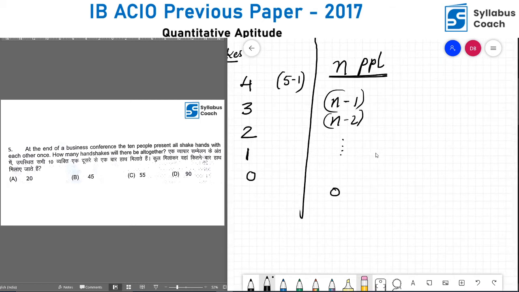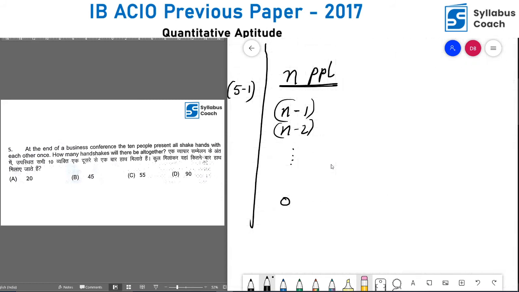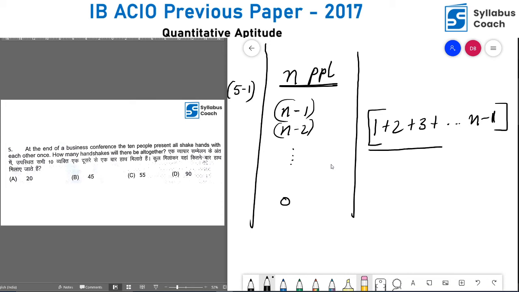That means if there are n people, you just have to do the summation from 1 plus 2 plus 3 and so on until n minus 1. Are you clear, students? I am repeating again. Don't remember everything, just understand the concept. The formula that you would be using to find out the number of handshakes is nothing but the summation of n minus 1 numbers.